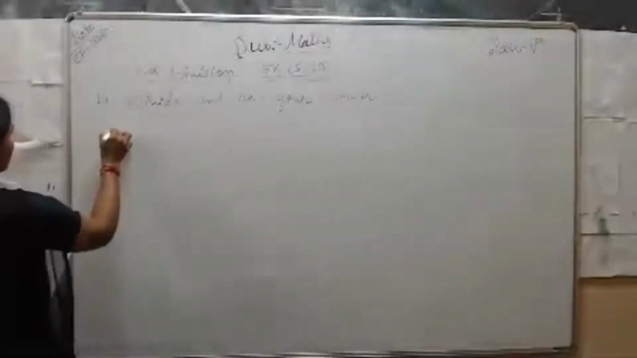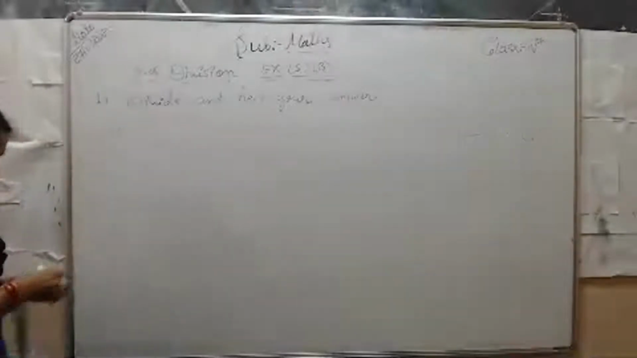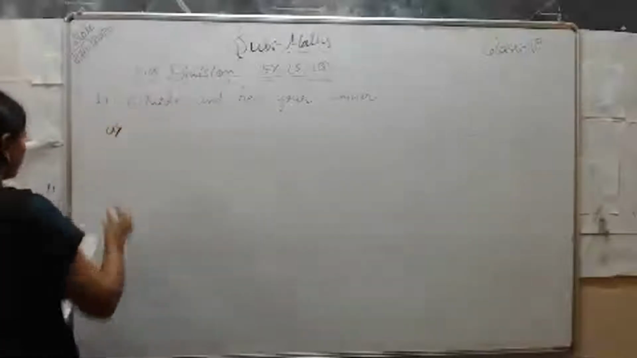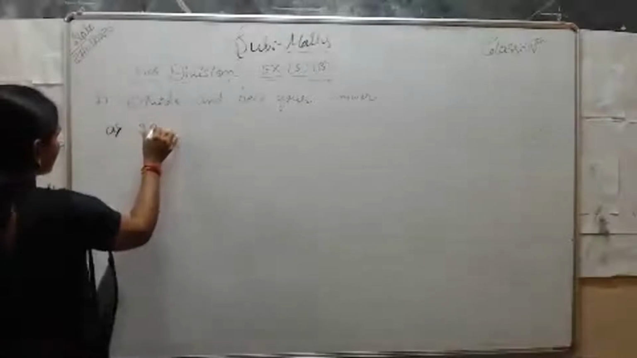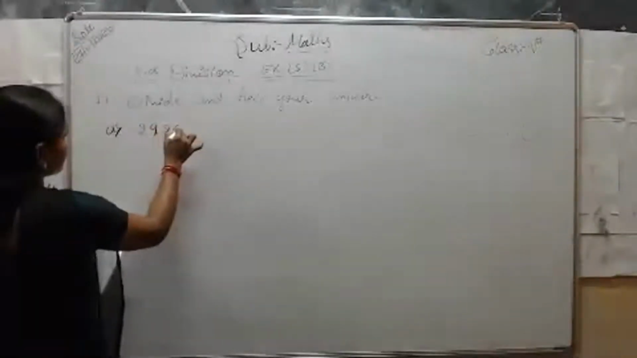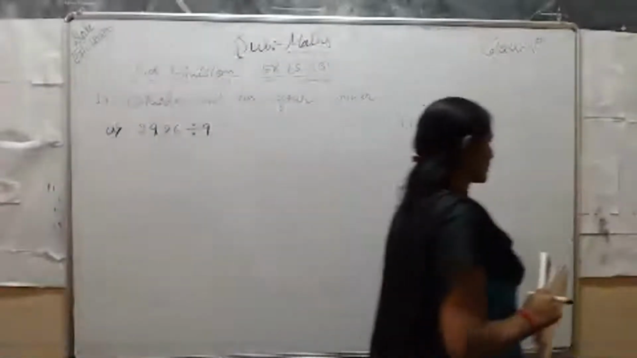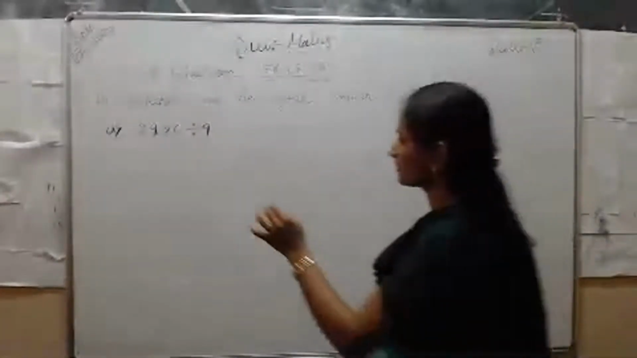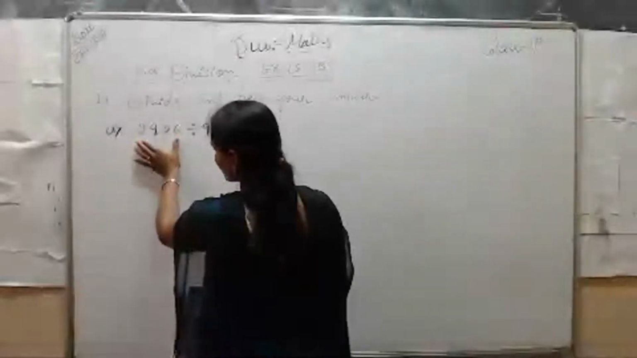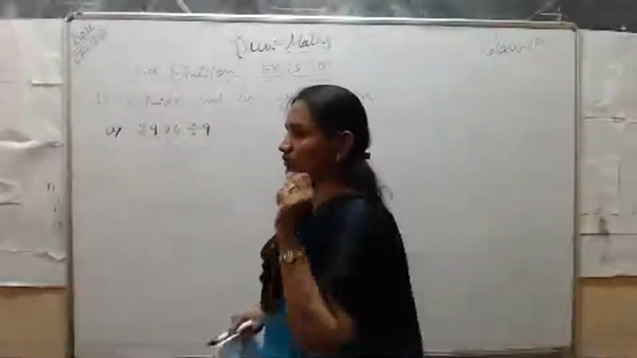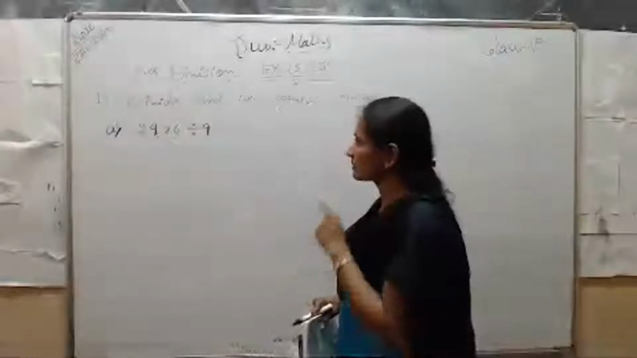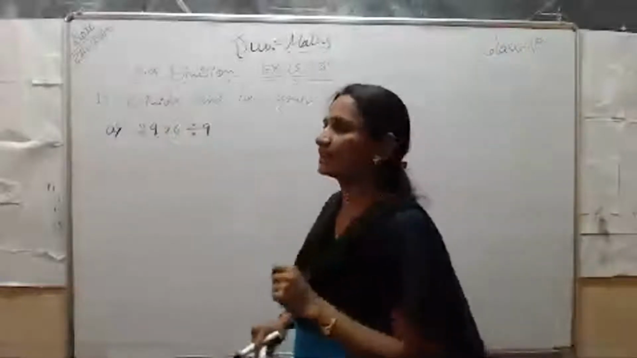The first question is question number A: 2926 divided by 9. Students, yesterday you already solved these questions. Can you observe this? This 2926 is the dividend, and in the division, 9 is the divisor.